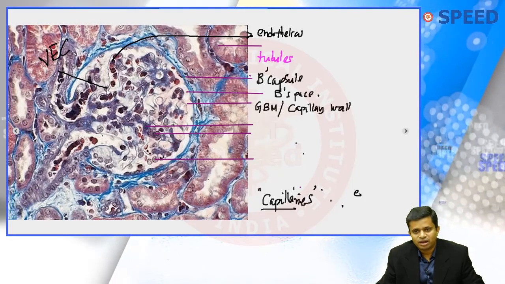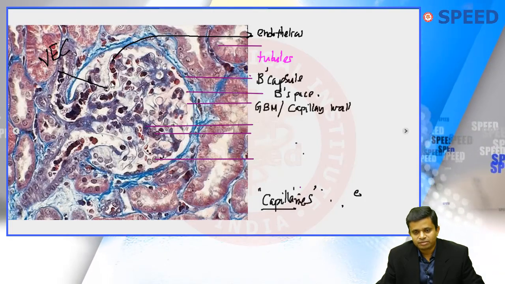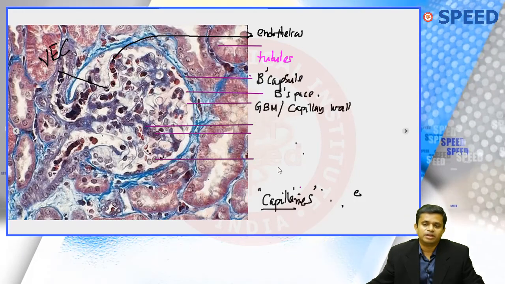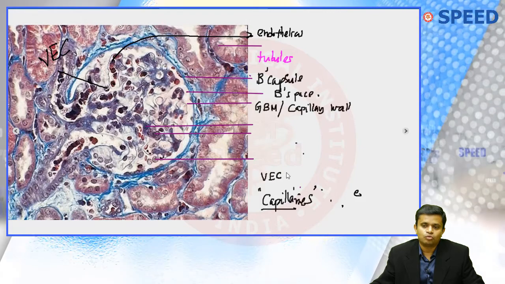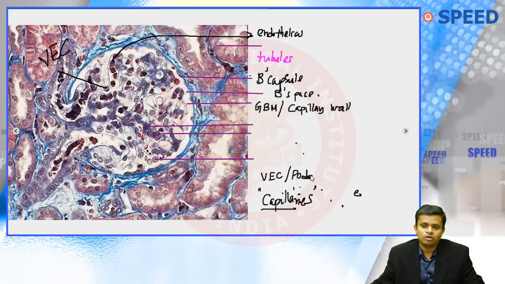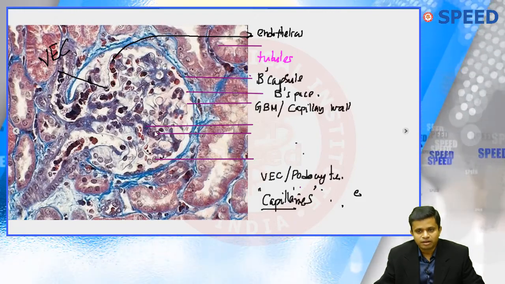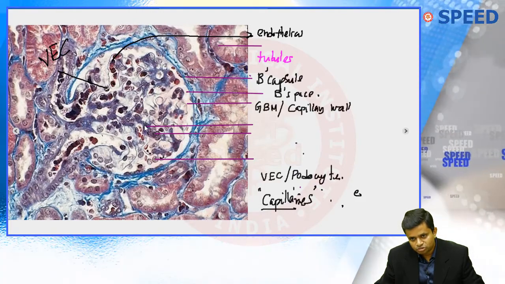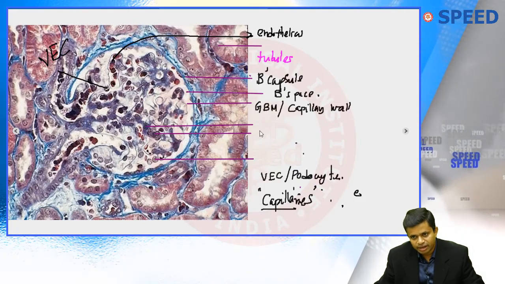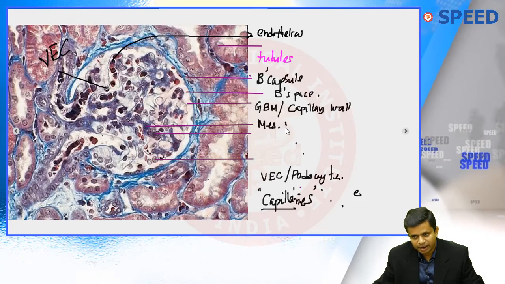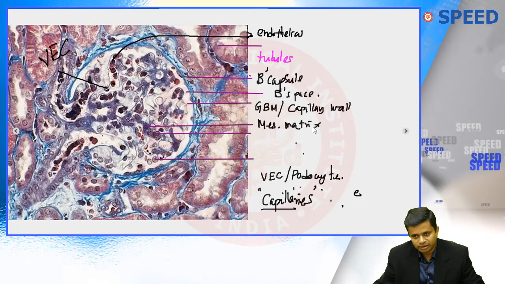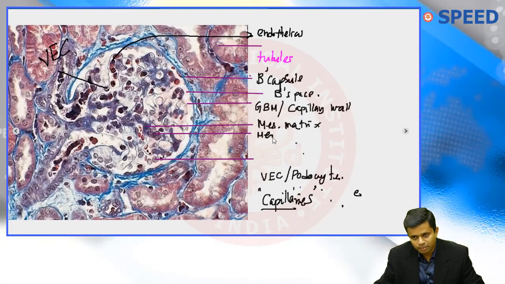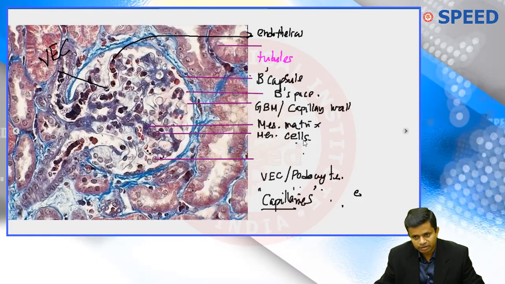So you have one darker cell, you have a pale cell. The darker cell is endothelium. The pale cell is called visceral epithelial. Visceral epithelial cells are also known as podocytes. Then you see some cells in the bluish material. The bluish material is called mesangial matrix. And some cells which are seen inside the bluish material are called mesangial cells.